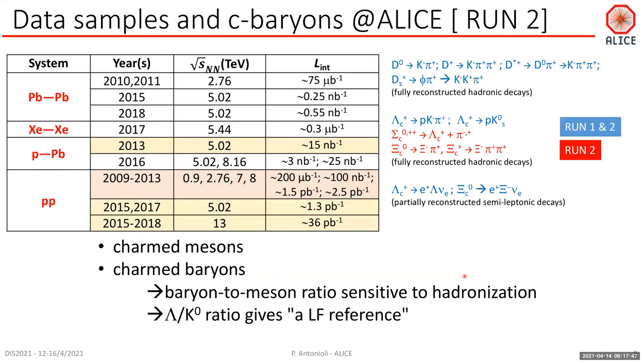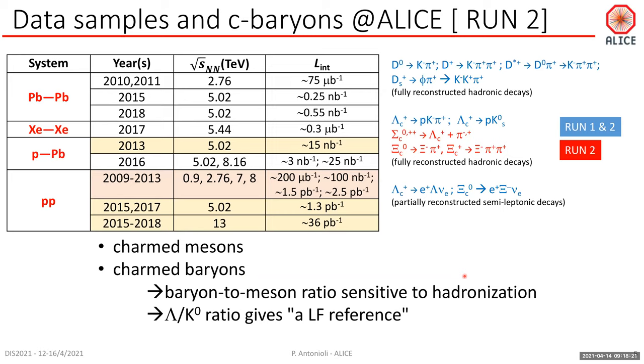And here there is a grand summary of all our measurements during Run 1 and Run 2. You see that for the hadronic decays and also for semi-leptonic decays, we have many channels studied, and we added two charmed baryons to the family of what we are able to observe in Run 2, the Sigma_c and the Xi_c, and I will report specifically results also on that.